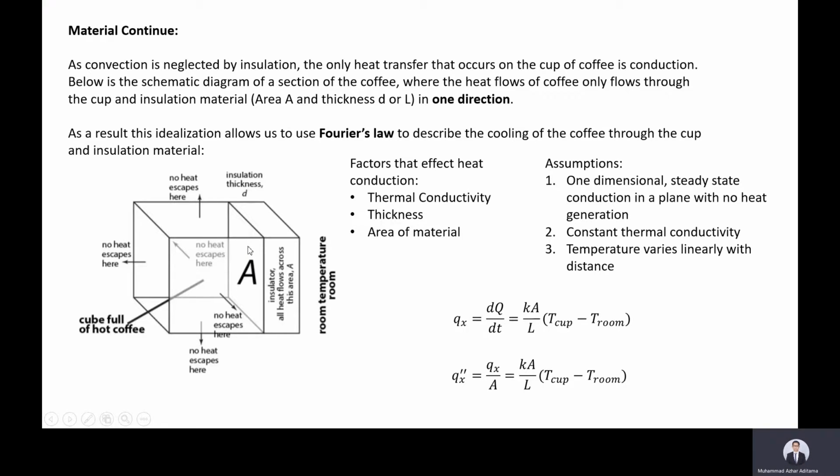Since, for the material, we are covering all over the cup, there is only one way the heat can escape, which is through the cup material and through the insulator, which is styrofoam. And therefore, we can obtain Fourier's law by the assumptions of one-dimensional steady-state conduction in a plane with no heat generation, constant thermal conductivity, and temperature varying linearly with distance, and we can get the Fourier's law equation.